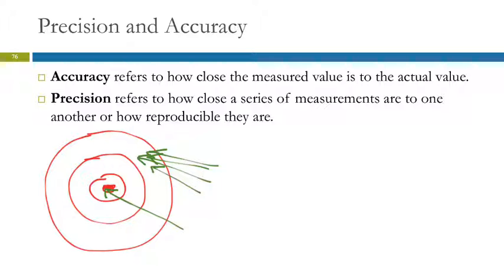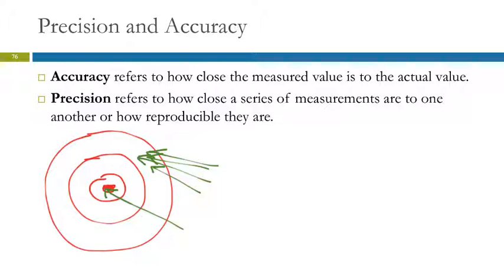I'm up and to the right. I need to adjust my aim a bit, don't I? These are considered precise. They're very close together, very reproducible, but they're not accurate. This one is very precise. I'm sorry, very accurate. Just one shot, you can't tell if it's precise or not.